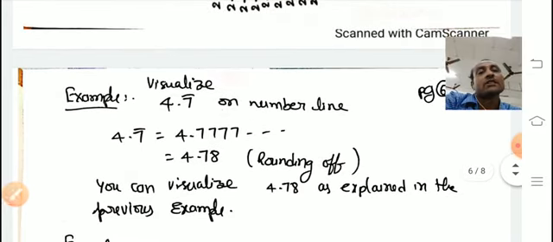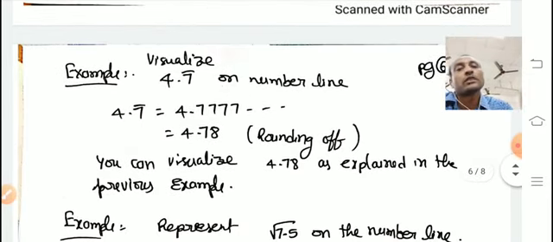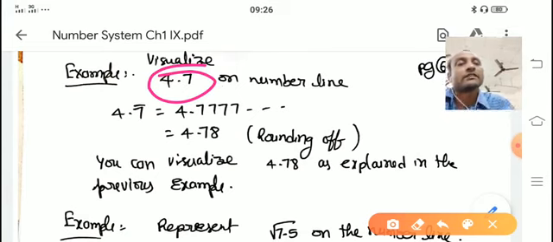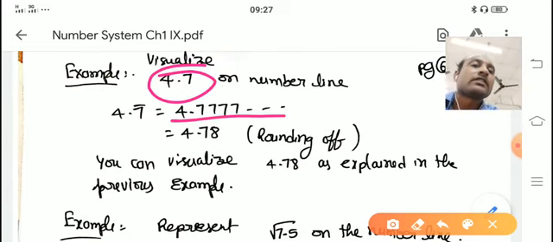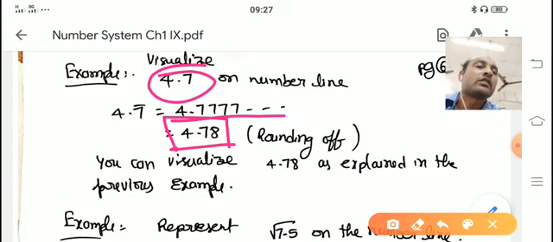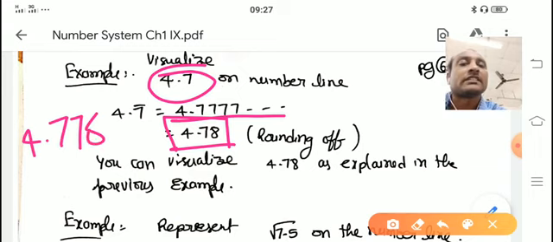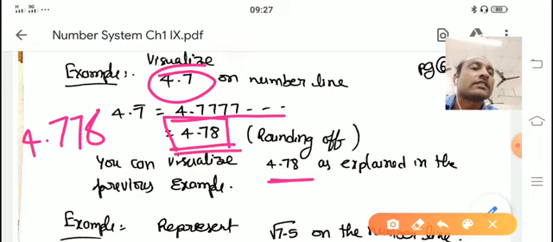visualization of a rational number which is a non-terminating repeating decimal, 4.7 bar. What is this? 4.7 bar. Just write 4.7777, and rounding off, you get 4.78 to 2 decimal places, or for 3 decimal places, 4.778, roughly 4.78. Very easily you will get it. Again, 4.78 you can represent using the number line in the way I explained before.